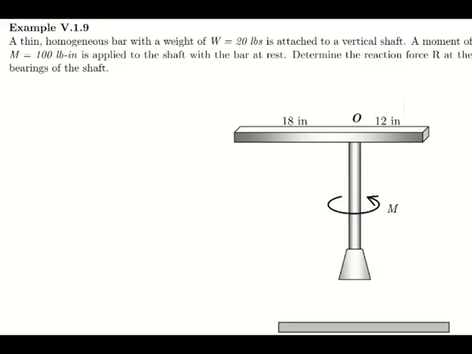Okay, in this example, we've got a homogeneous bar which is attached to a shaft, a vertical shaft. There's a moment M acting on the shaft, and as a result of this, there's going to be an angular acceleration of the bar as the bar moves in a horizontal plane. What we want to do is find the reaction force at R as a result of the applied couple M.